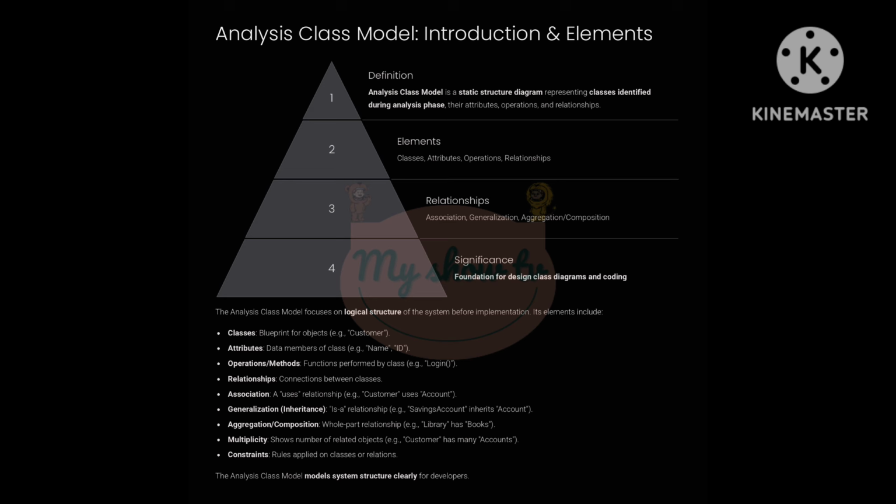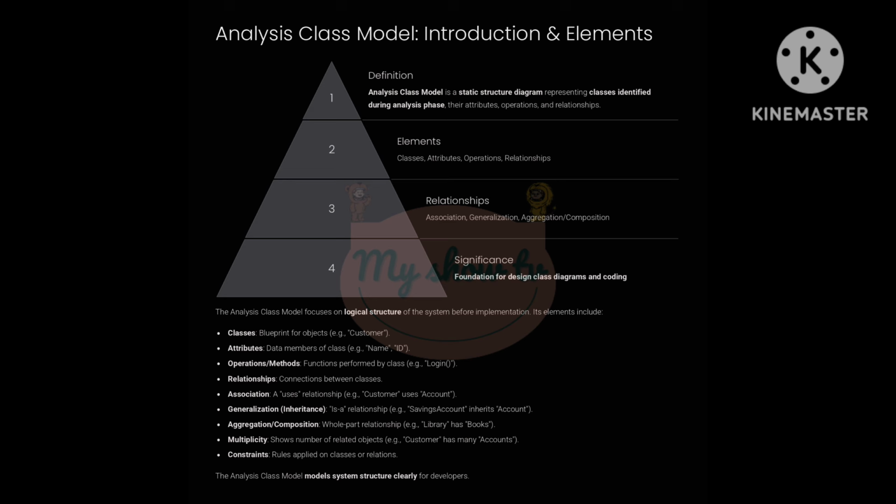5. Association means one class uses another, like customer uses account. 6. Generalization, or inheritance, allows one class to inherit features of another, like savings account inheriting from account. 7. Aggregation and composition show whole-part relationships, e.g., library contains books.